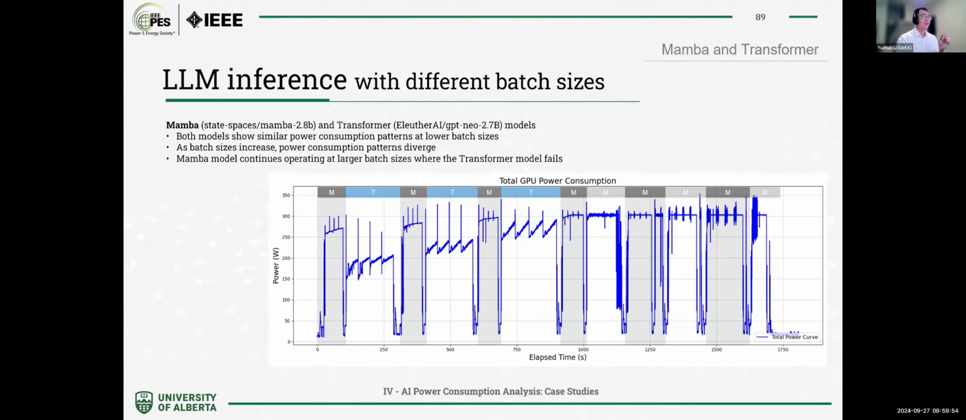And on the other side, Mamba actually has much better utilization of the hardware, and it can go to a really huge batch size, considering our limited hardware capability.